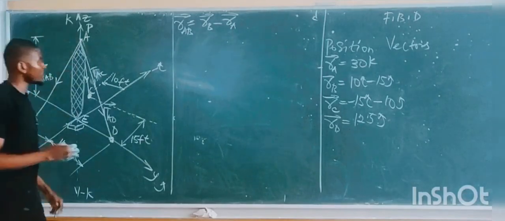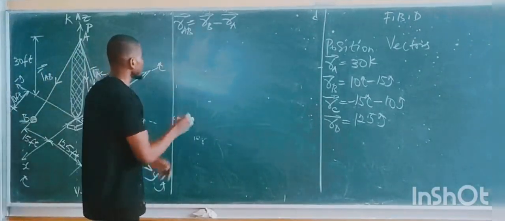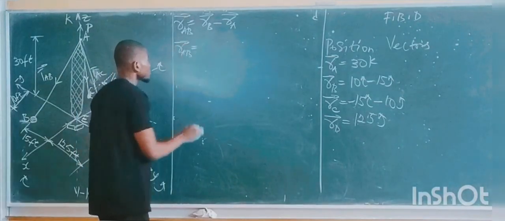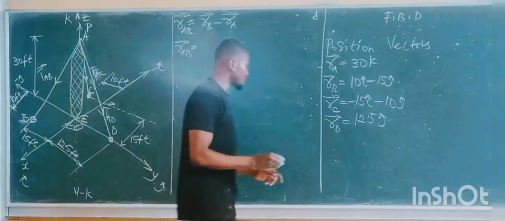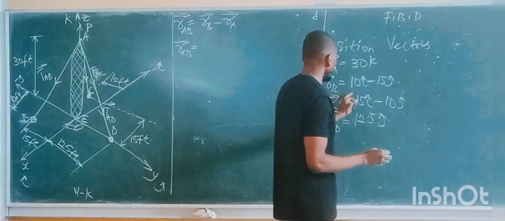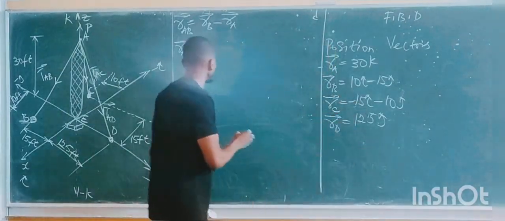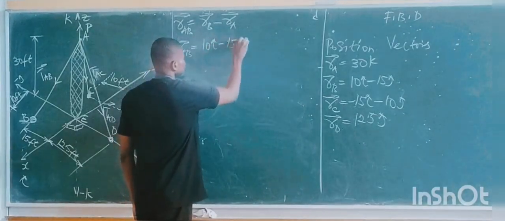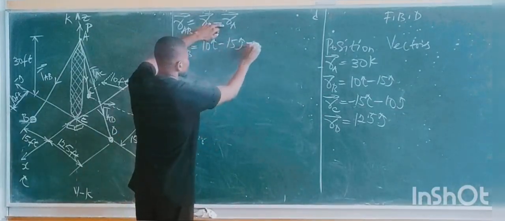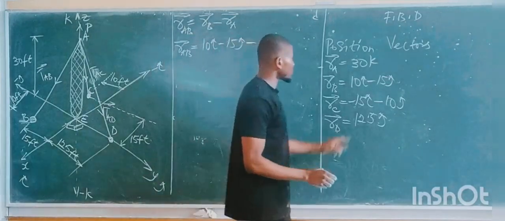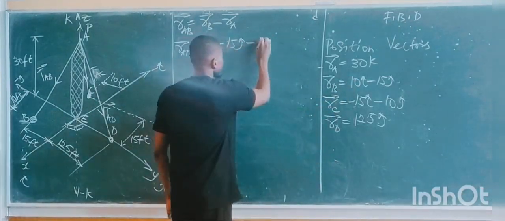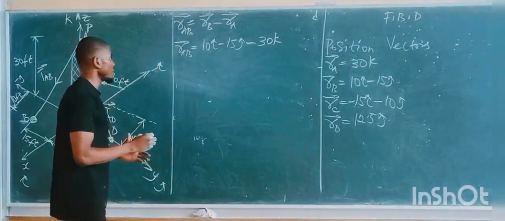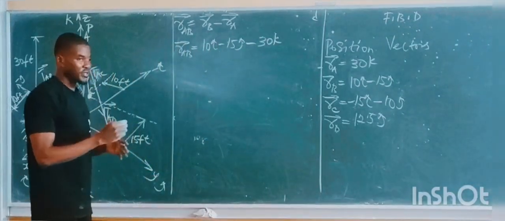Okay, so RA becomes RB minus RA. Therefore, RAB is now equal to RB, which gave us 10I minus 15J. So you simply have 10I minus 15J. Okay, so we said minus RA. RA actually gave us what? 30K. So this is minus 30K. So this is the position of force A and B.